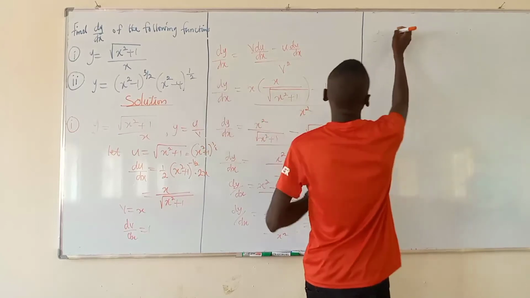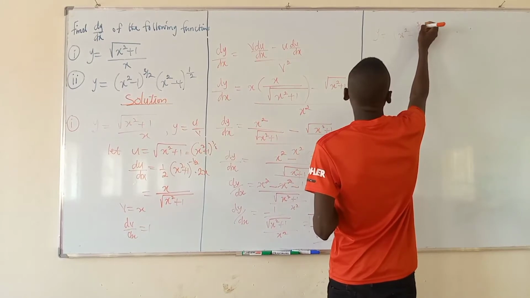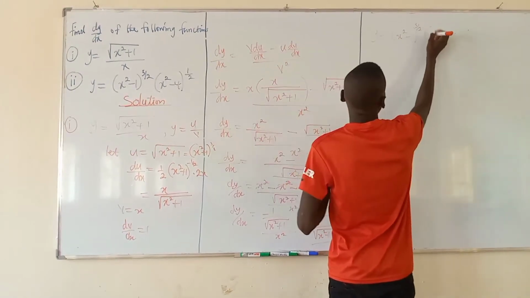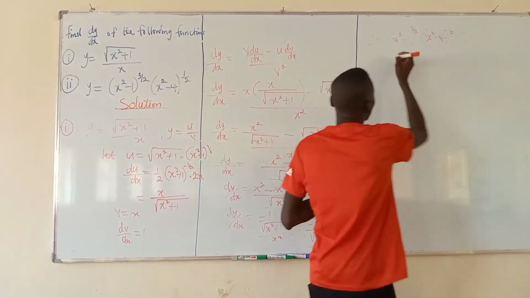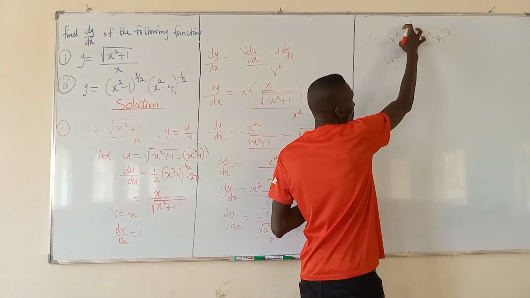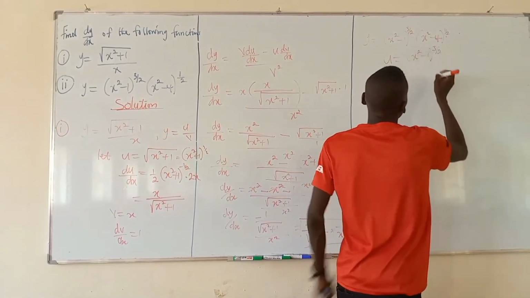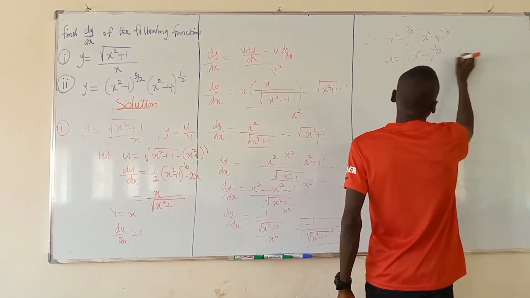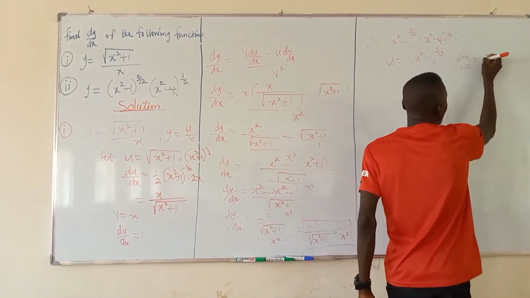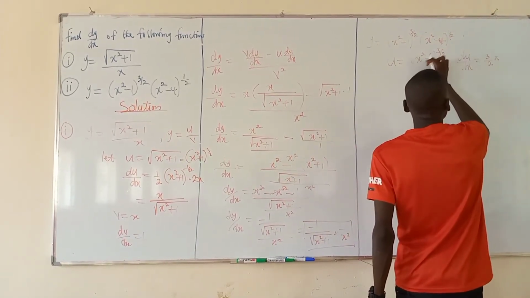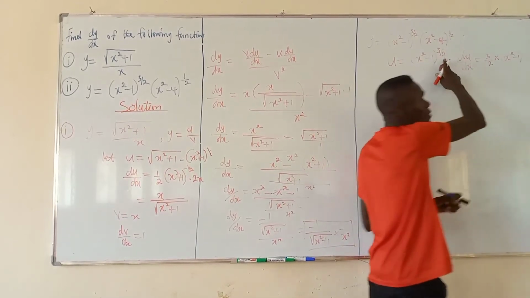y is equals, we have x squared minus 1 raised to power 3 over 2 times I have x squared minus 4 raised to power 1 over 2. Looking at this, we know that our u is going to be the first part, which is open bracket x squared minus 1 raised to power 3 over 2. Then our du dx is going to be, bring down the power, which is 3 over 2, multiplied by the function itself, which is x squared minus 1. Then remove 1 from the power.